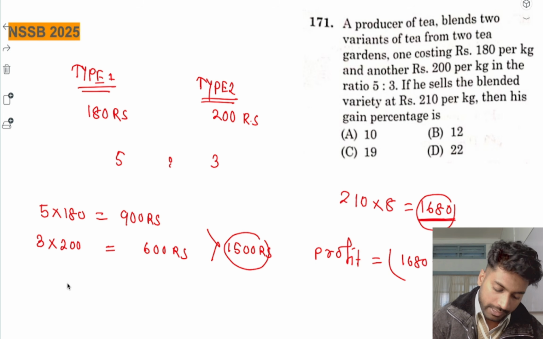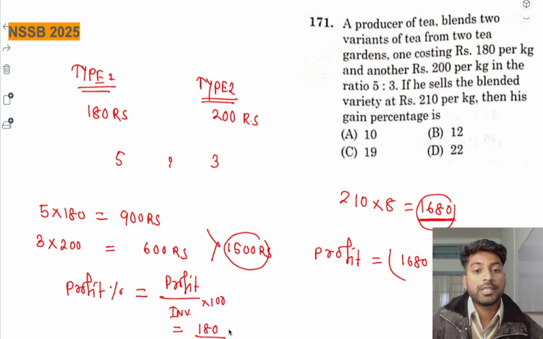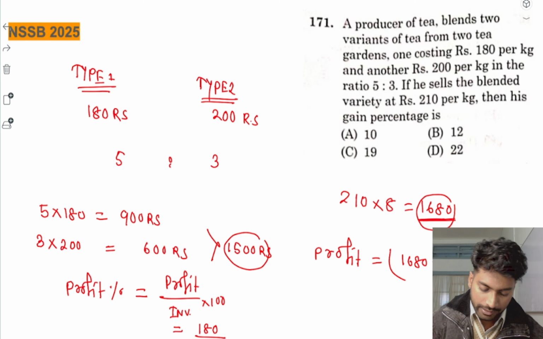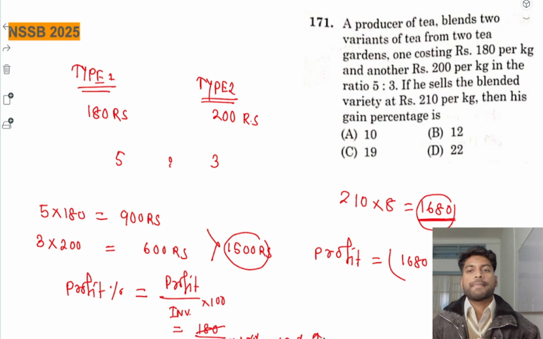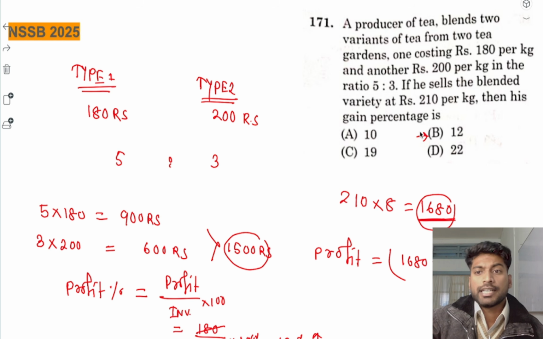So how to get the profit percentage? Profit percentage means profit by investment, or CP, into 100. So profit is 180 out of the 1500 he invested, into 100. The zeros cancel, 15 into 12 is 180, so 12% gain. So the right answer is option B, 12% gain. It was an easy question. Okay, next question.